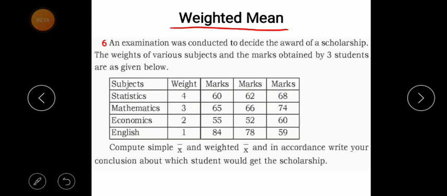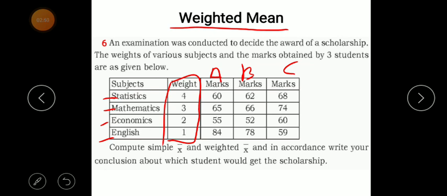Problem number 6 we are starting. An examination was conducted to decide the award of a scholarship. The weights of various subjects and the marks obtained by three students are given below. Various subjects have been noted: stats, maths, economics and English, and their respective weights are given. And these are the three students, A, B and C, who have scored a particular number of marks.